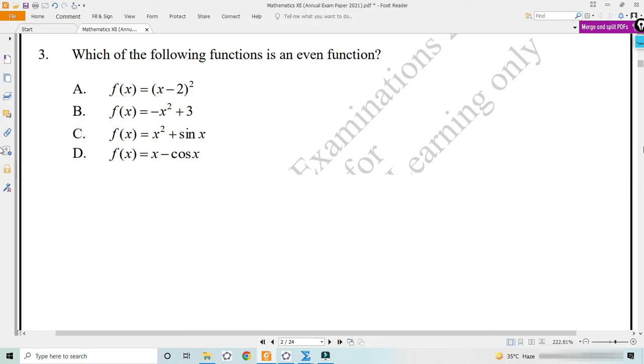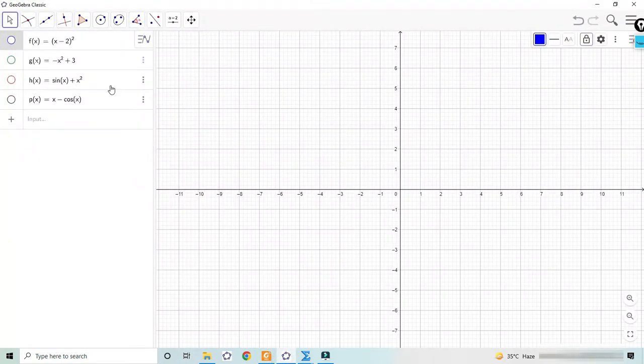अगर लेट सपोज यही क्वेश्चन ग्राफिकल फॉर्म में आता है, इन चारों फंक्शन के ग्राफ गिवन हो, then you are asked to identify which of the following function is the even function. Then how will you identify? Let me show you through the software. The simplest answer is जो ग्राफ सिमेट्रिकल हो y एक्सिस के, दैट इज द आंसर.